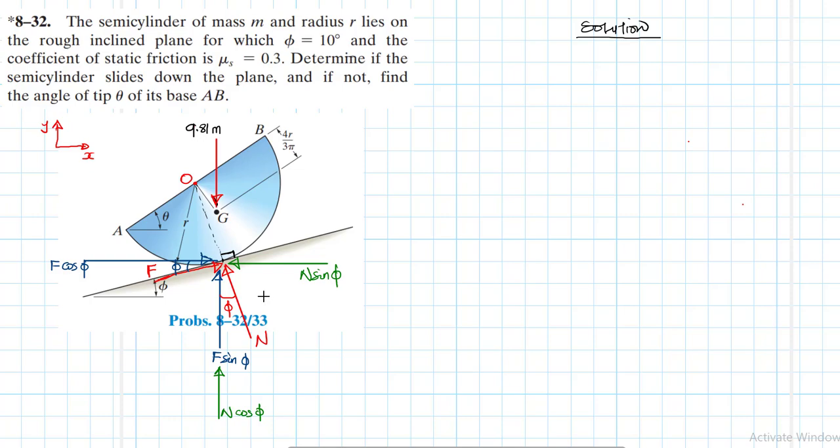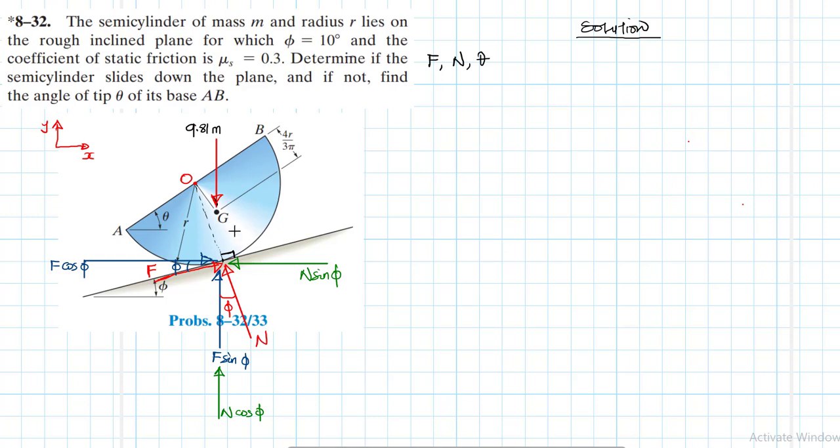I think for now this is enough, but we'll come and add additional information when we apply the summation of moments about O. For now, let's leave it like this. Now let's count the number of unknowns. We have F, the friction force, the normal force N, and theta. So we have three unknowns.